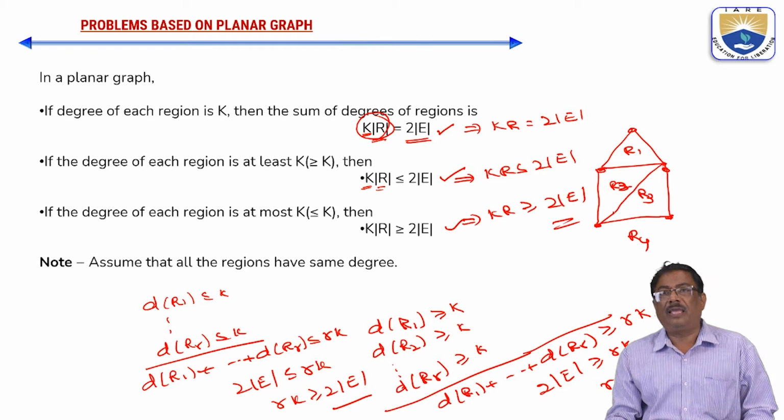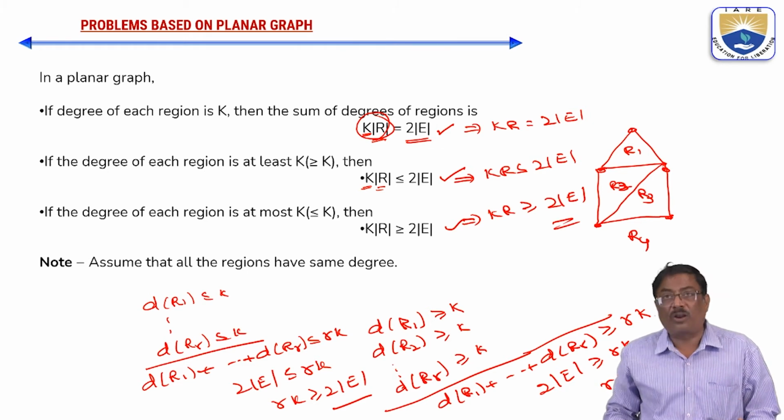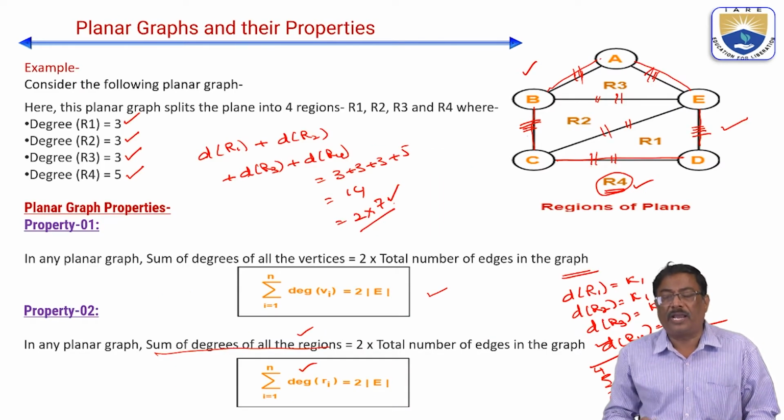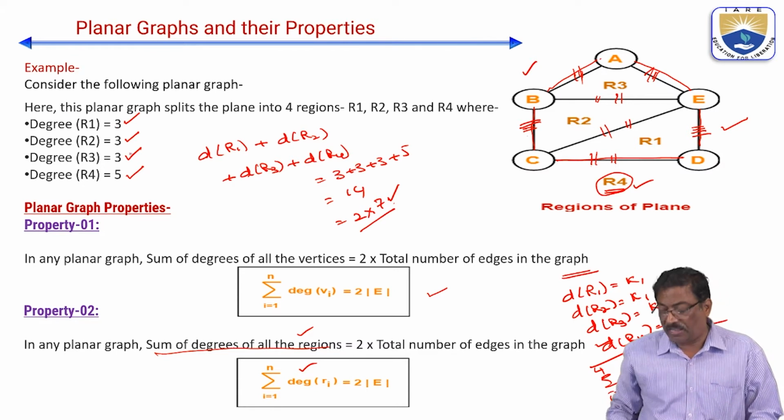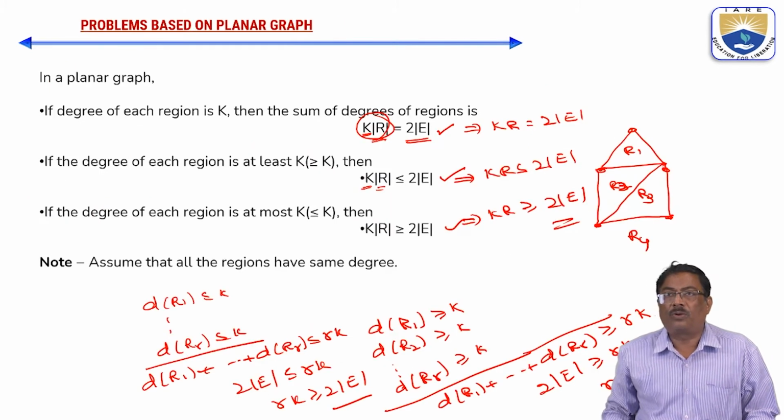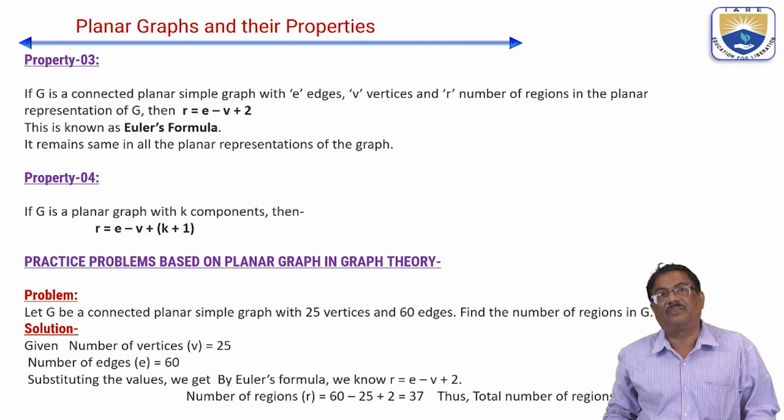So in a planar graph, if the degrees of the regions are given as a constant number, then we are going to consider the first one, otherwise we are going to consider the second and third one.